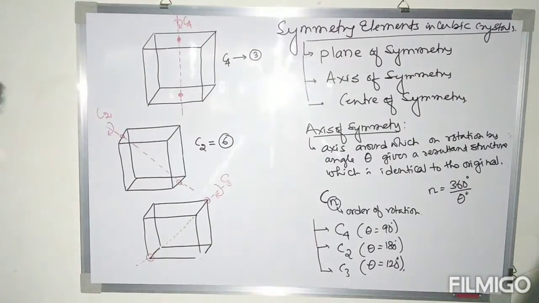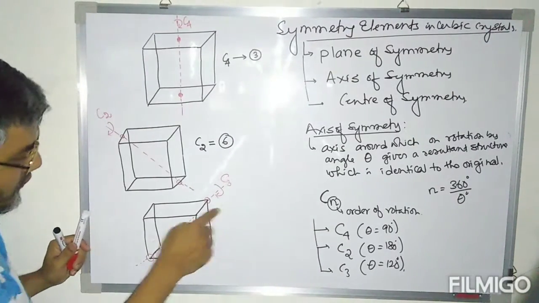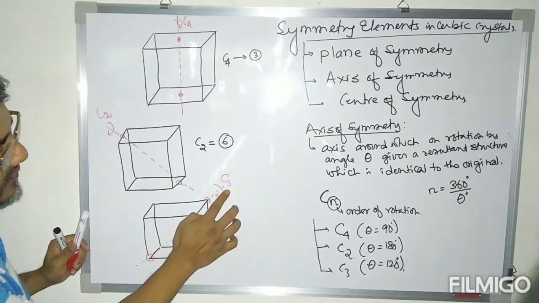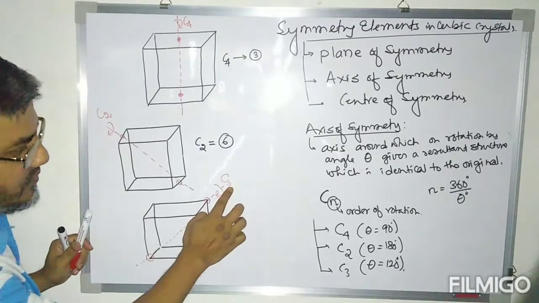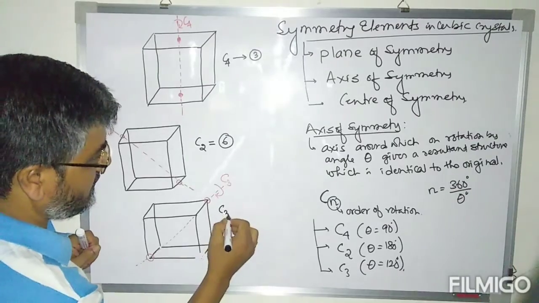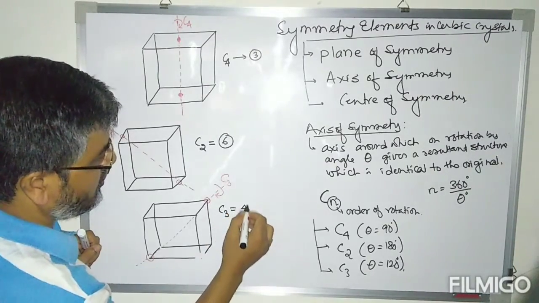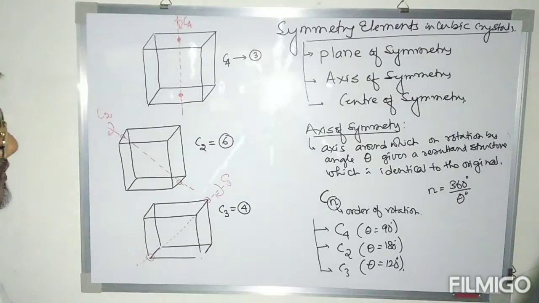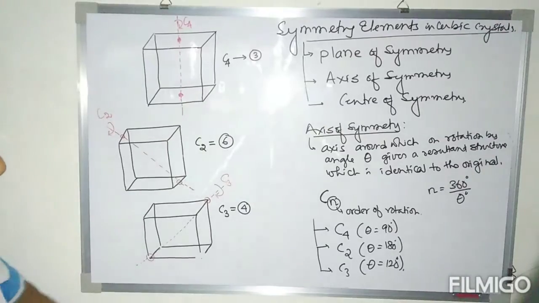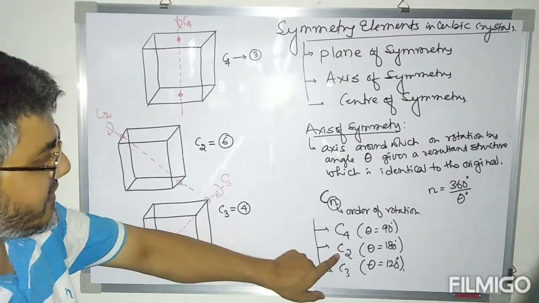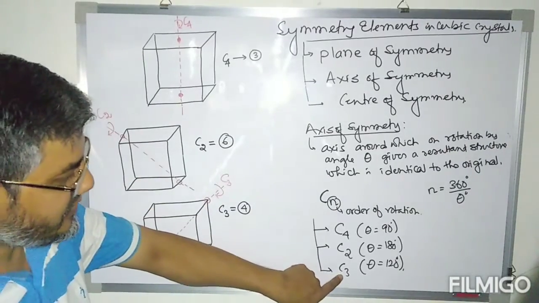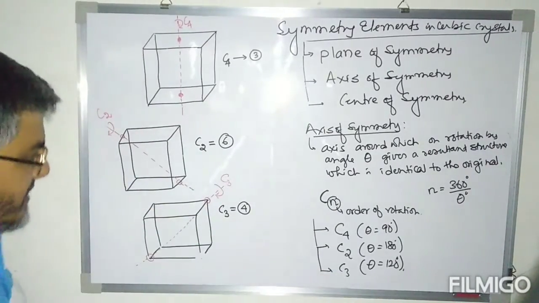So in a cube, there are 4 body diagonals. So total number of C3 axes possible in a perfect cube is 4. Total number of C4 axes is 3. Total number of C2 axes possible in a perfect cube is 6. Total number of C3 axes possible in a perfect cube is 4.